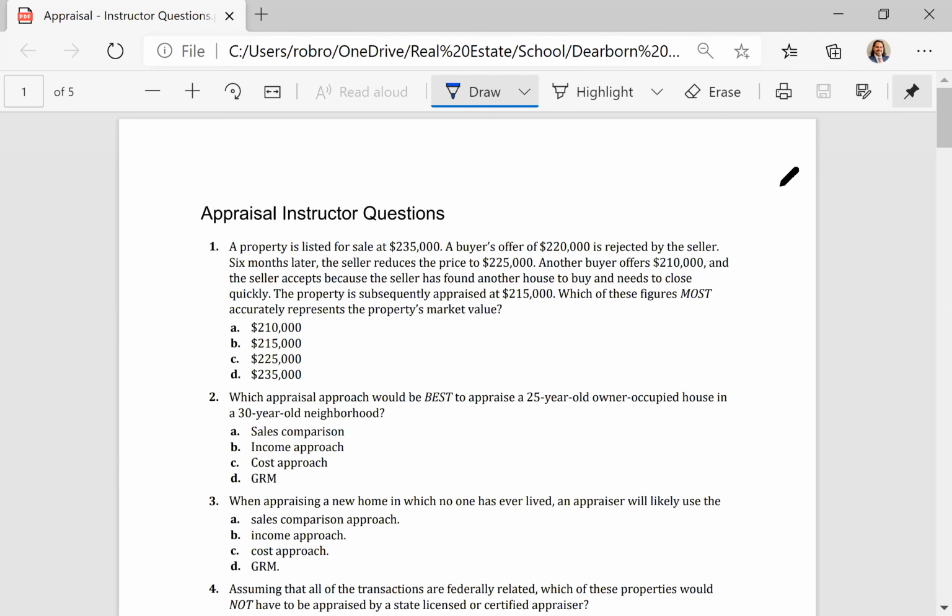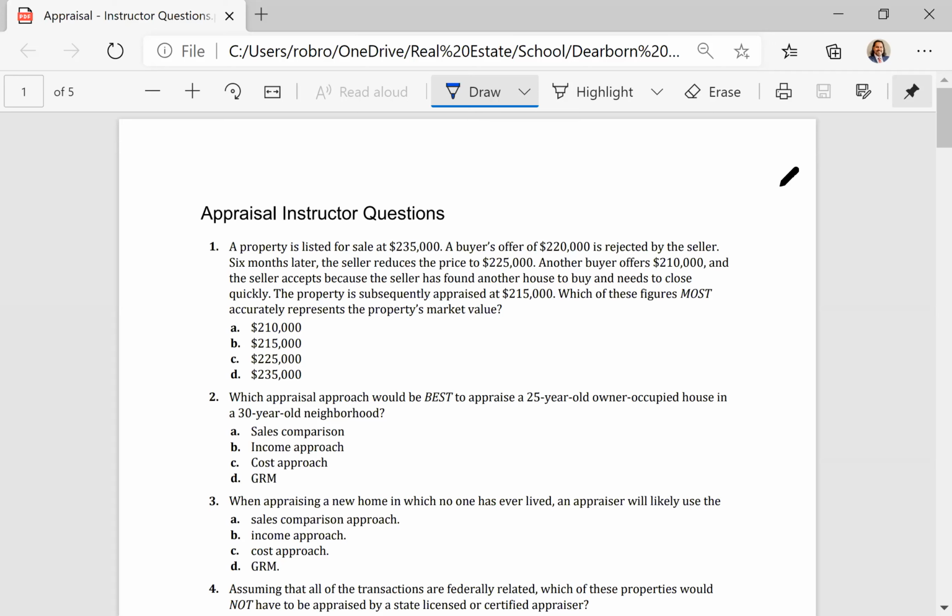Number one, a property is listed for sale at $235,000. A buyer's offer of $220,000 is rejected by the seller. 6 months later, the seller reduces the price to $225,000. Another buyer offers $210,000, and the seller accepts because the seller has found another house to buy and needs to close quickly. The property is subsequently appraised at $215,000. Which of these figures most accurately represents the property's market value?